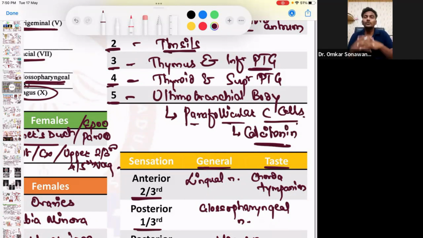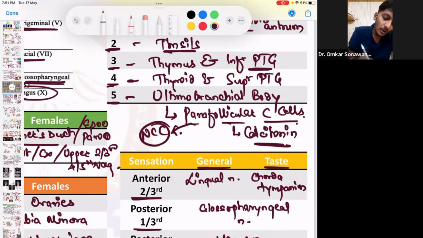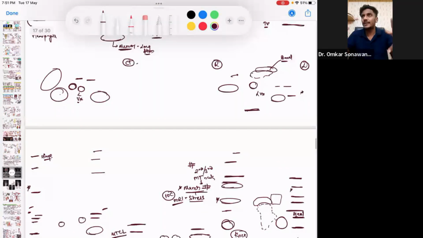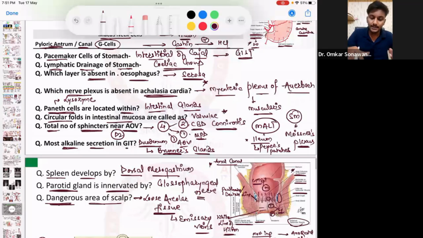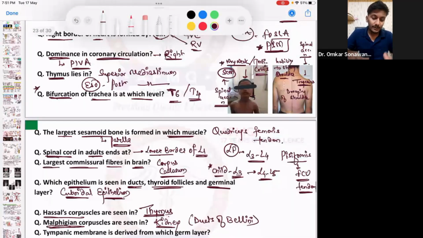If I give you options, they are derived from neural crest cells. So parafollicular C cells are mainly derived from neural crest cells. The single best answer would be neural crest cells. If that is not in the options, then you will go for the ultimobranchial body or the fifth pharyngeal pouch. No issue with this. And the pharyngeal clefts, as I told you, clefts 2 to 6 usually obliterate and form the cervical sinus. Patency causes a branchial cyst.